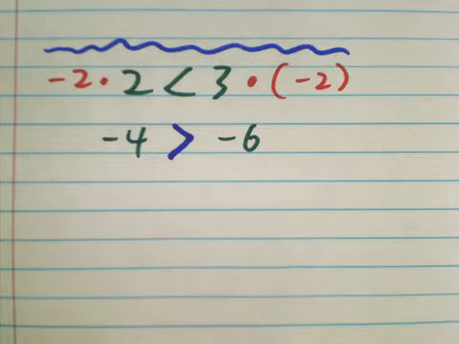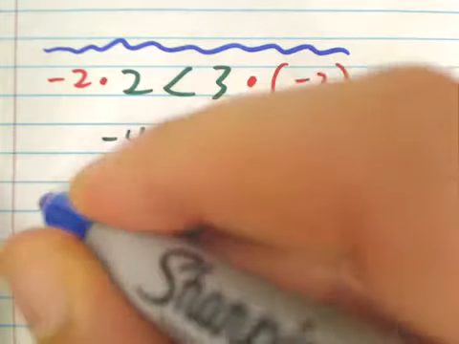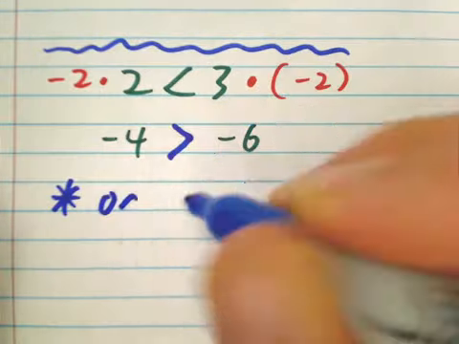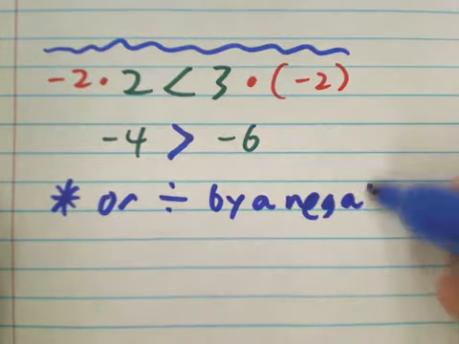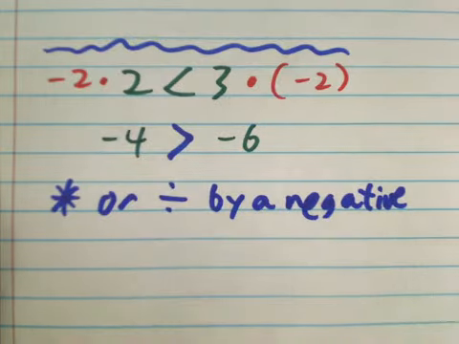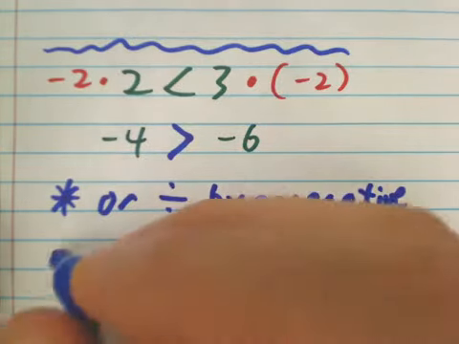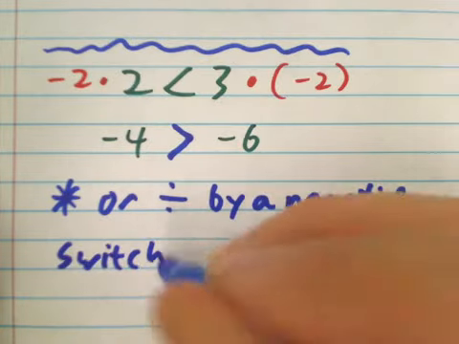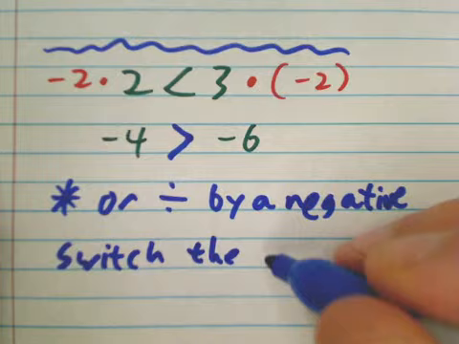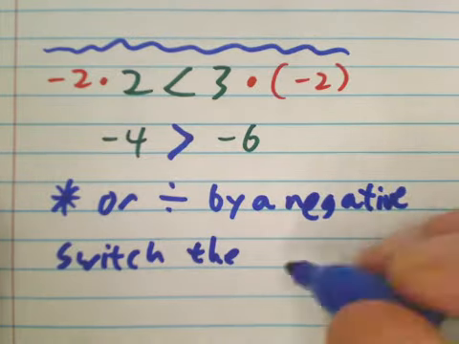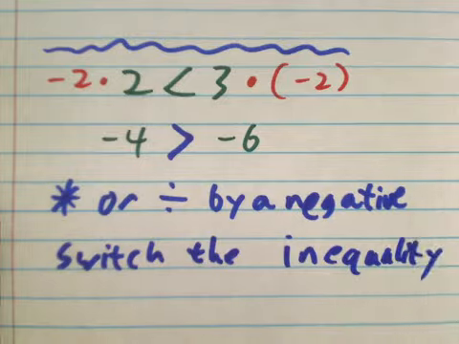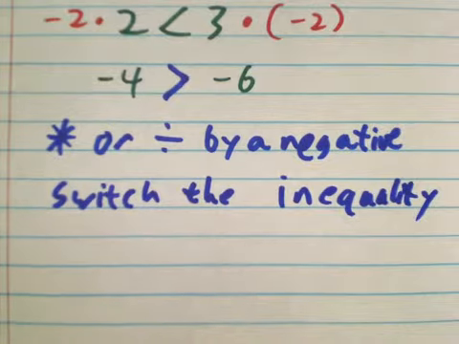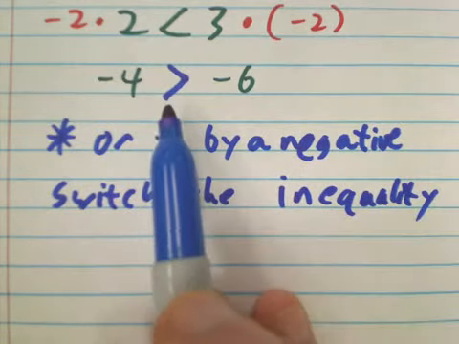Okay, so let me make a note here. This is basically just when you multiply or divide by a negative. So when you multiply or divide by a negative, switch the inequality. Switch the inequality around. I want to abbreviate inequality, I-N-E. Now I'm just going to spell it out. Okay? So I multiply by a negative number, so I have to switch the direction of the inequality.